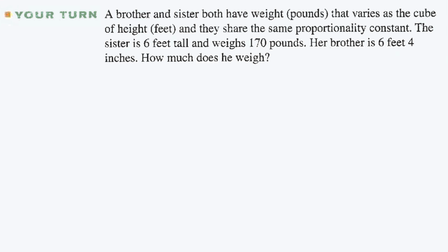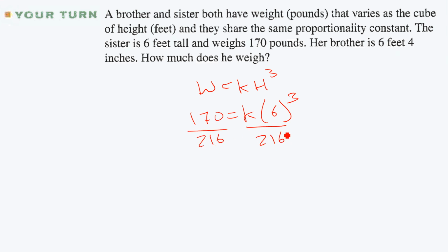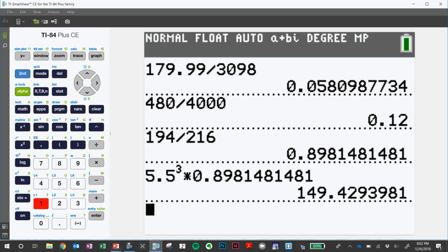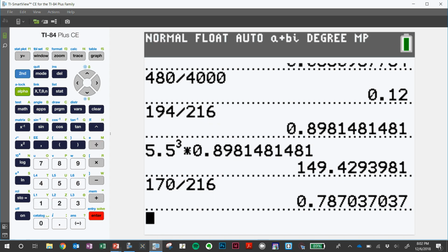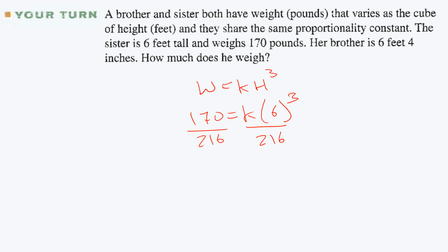Okay, so again, on this one, we have weight equals kh cubed. And the sister is 6 feet tall, and weighs 170. So we'll divide by 216, which is what 6 cubed is. And what's 170 over 216? 0.787. All right, her brother is 6'4". How much does he weigh?